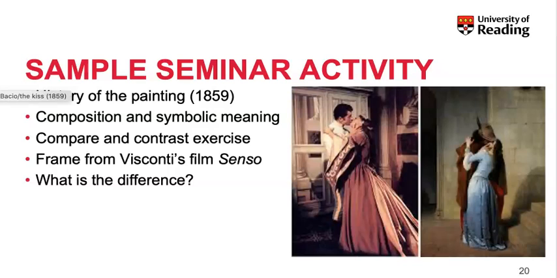As you can see on this slide, there are two pictures. One of them you have already seen in this PowerPoint presentation. This is Francesco Hayez' Il Bacio, The Kiss, a painting that has been regarded as a symbol of Italian Romanticism. We shall compare and contrast this painting to the frame next to it, taken from Visconti's film adaptation, Senso.